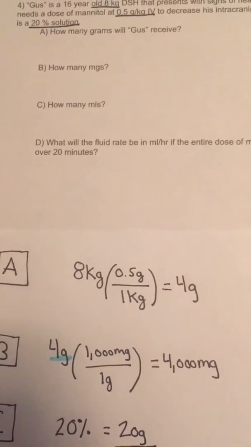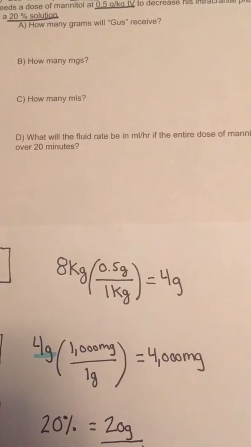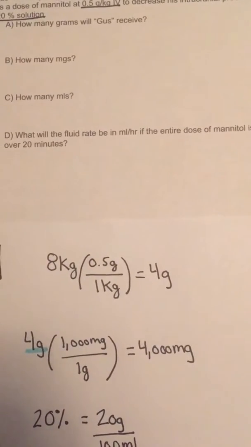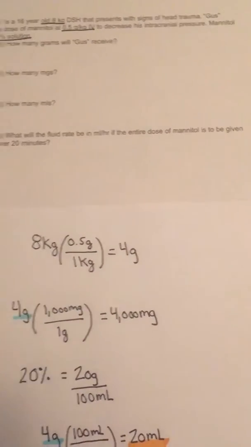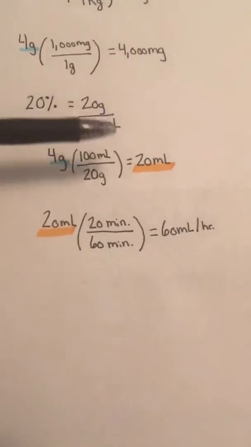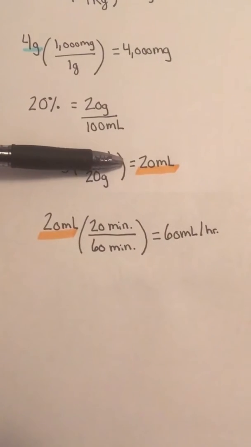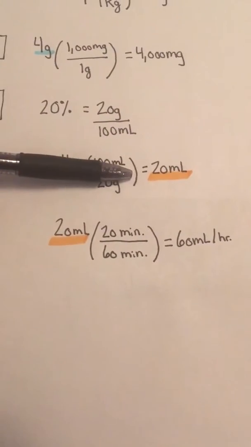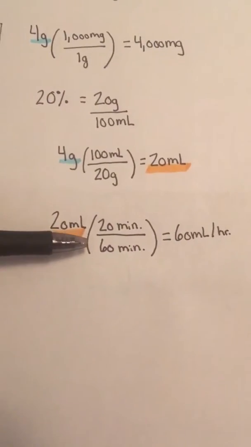Part D of the question wants to know, what will the fluid rate be in milliliters per hour if the entire dose of mannitol is to be given over 20 minutes? So we're going to take our 20 milliliters, which is what is to be given IV, and then we're going to set up our problem.